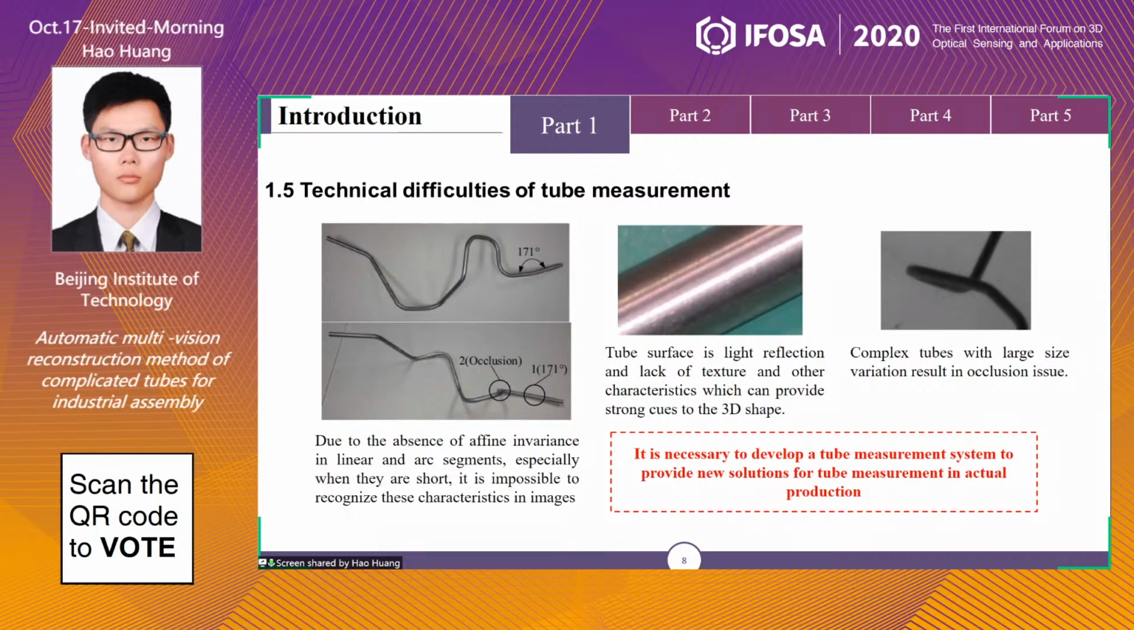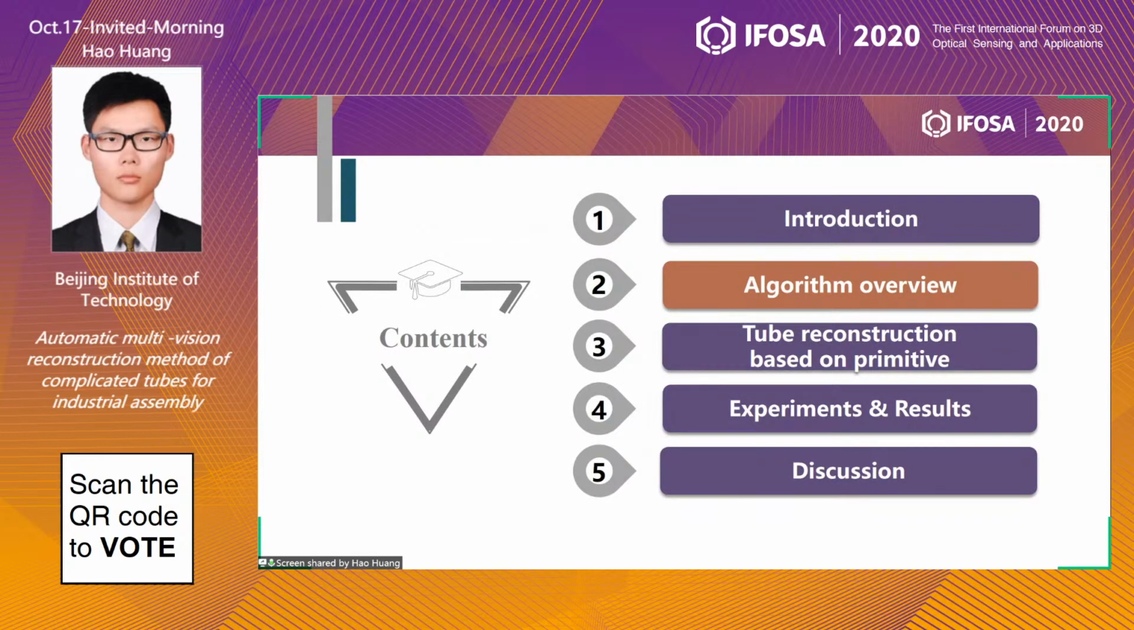As the tube surface lacks texture and other characteristics which can provide strong clues to the 3D shapes, it can be difficult to match common details between images, thus hindering reconstruction. It is necessary to process the tube surface as light reflection greatly affects the application and reduces measurement efficiency. Finally, complex tubes with large size variation result in occlusion issues. So it's necessary to develop a tube measurement system to provide new solutions for tube measurement in actual production. Next part, I will give an algorithm overview.